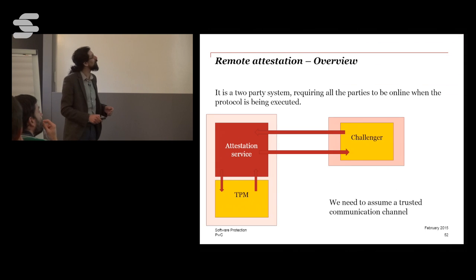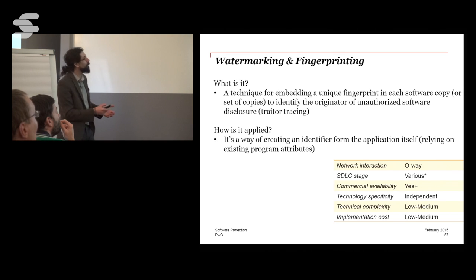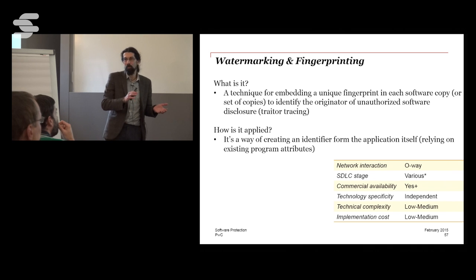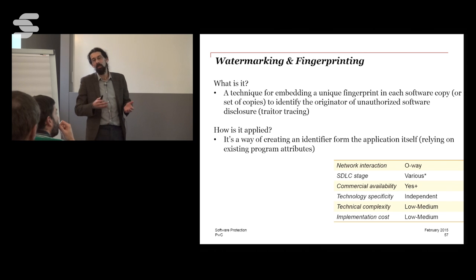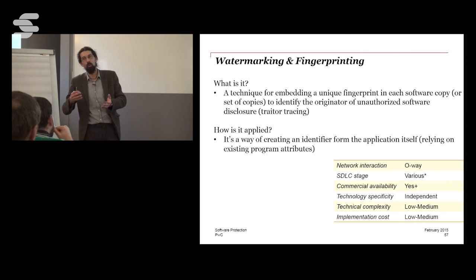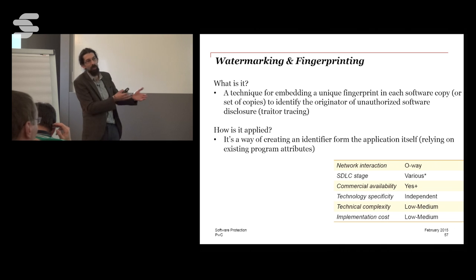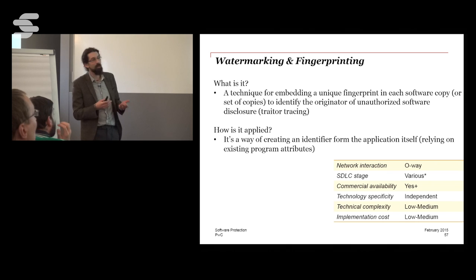So proof carrying code's an interesting one, but no commercial applicability for now. Watermarking. Now we're moving on to, this doesn't protect people from cracking your software in any way. What it does do is it tries to give you an idea of who leaked the software, assuming you can identify the software or you tie it to somebody. They call it traitor tracing, also another name for it.